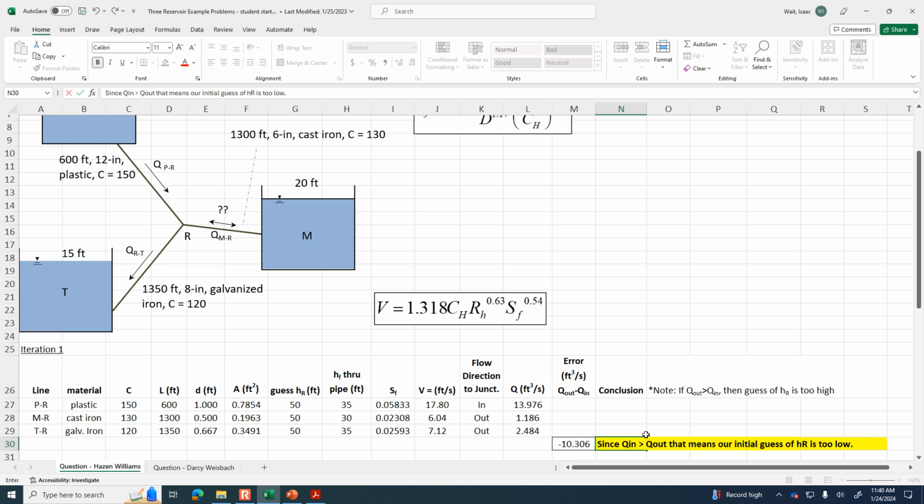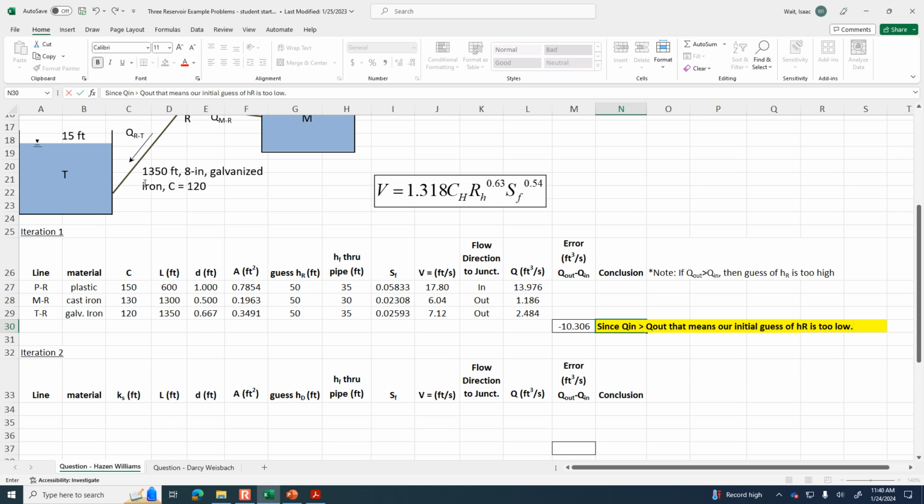We need the head at R to be bigger, and if the head at R is bigger, then it's like we're raising the energy at R. That'll increase the flow through these other two pipes, and then that would decrease the flow through pipe PR. And so it would make it more balanced.